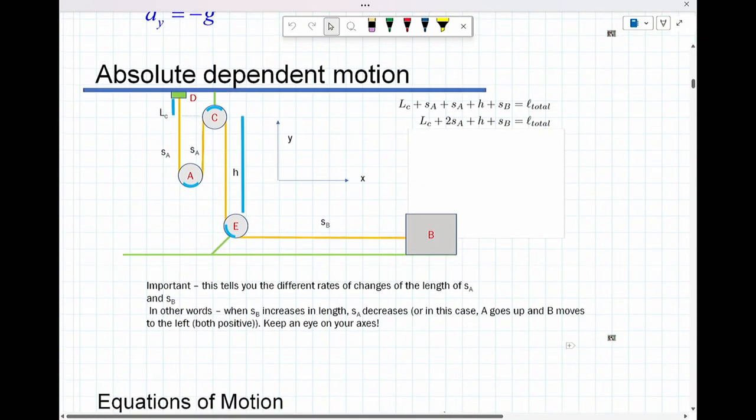Absolute dependent motion, you've already done enough again on this. You need to be able to recognize what lengths of a cord change and what lengths do not. There are a lot of different ways of approaching it. I just find this is easiest, making sure that you write out all of the constants. The sections that are written in light blue on this figure are constant lengths, and you'll notice I end up with 2sA plus sB equals length total, and then everything sort of pops out.